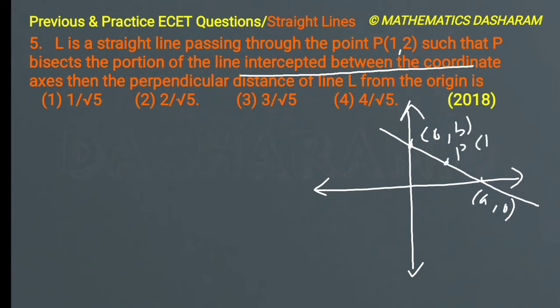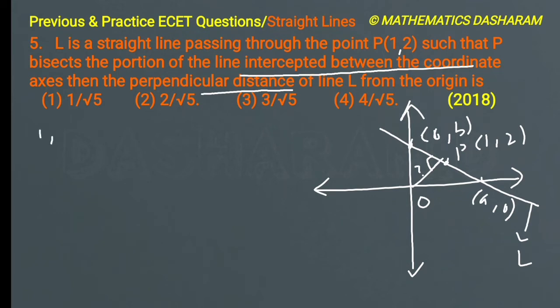So P is (1, 2), and what is being asked is the perpendicular distance of the line L from the origin. Origin means this point O, and we need the perpendicular distance from this point to this line. This is the answer we have to find, but first of all we need the equation of this line. Let us find it. As per the question, P is the midpoint of this line L.